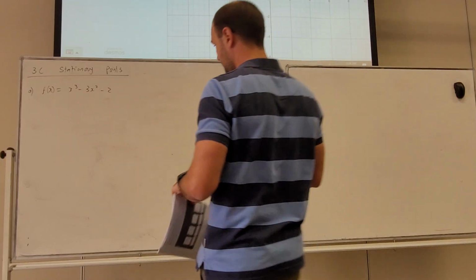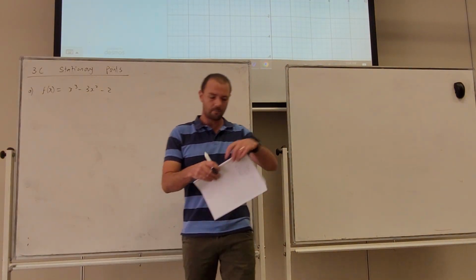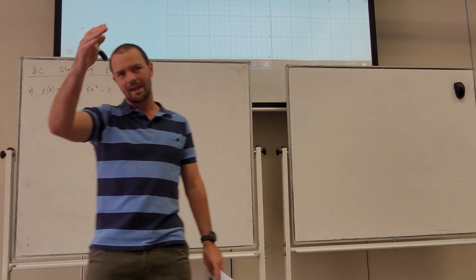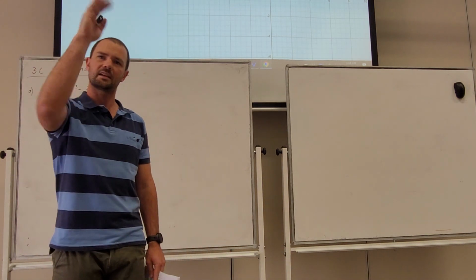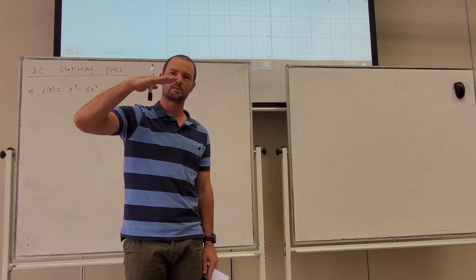3C, stationary points. So, stationary points, that is when the graph is stationary. Okay, that means it's not increasing, it's not decreasing, the slope is horizontal.